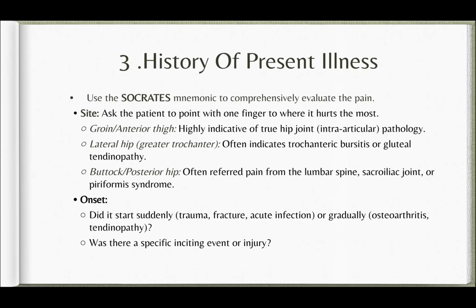Onset. We have to ask, did it start suddenly? If it starts suddenly, it can be due to trauma, fracture, or acute infection. If it starts gradually, that is generally seen in osteoarthritis and tendinopathy. Ask the patient, was there a specific inciting event or injury?